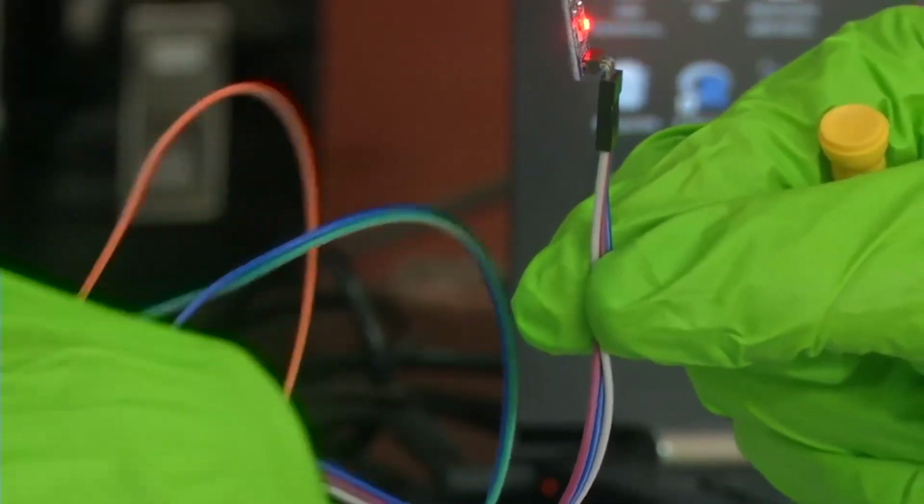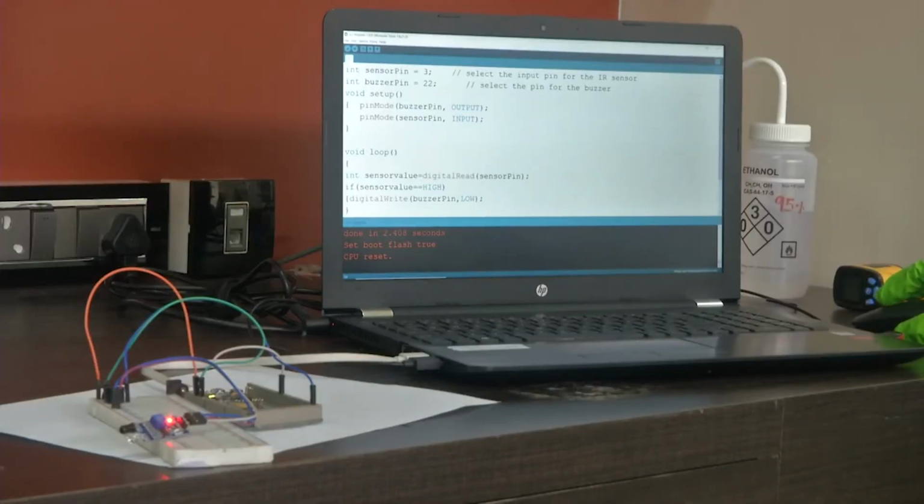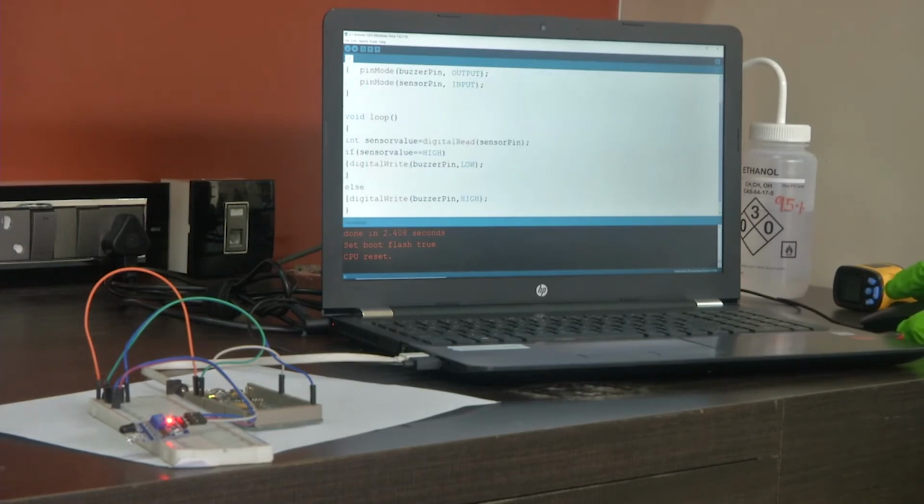I will be explaining the pins and other things in the code. So in the Arduino code you can see that I have defined the sensor pin as 3. That means the digital output of the IR sensor has been connected to pin number 3, and the buzzer is connected to pin number 22. And in the setup I have defined the buzzer pin as output. That means the buzzer is going to give an output, that is the beep sound, and the sensor pin is the input, because the sensor pin is connected to a digital input pin, that is pin number 3.